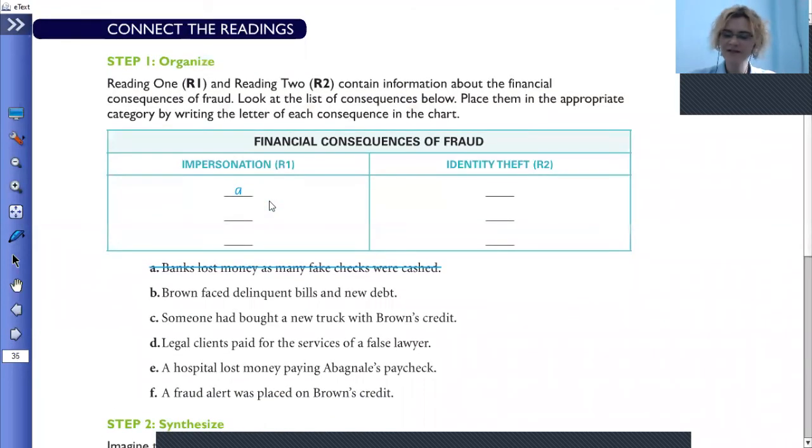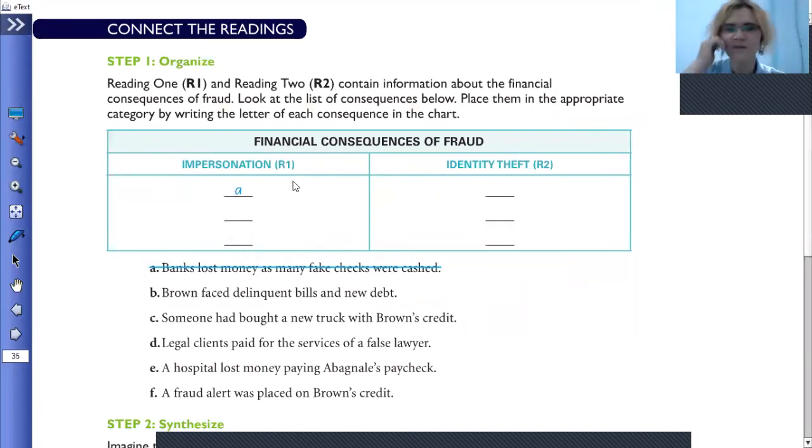Okay, then we're at the last part, which is connect the readings. We're connecting reading 1 with reading 2, trying to find information from both, and that's the organization, and later on we synthesize by using that information, creating something new. Now let's look at it.